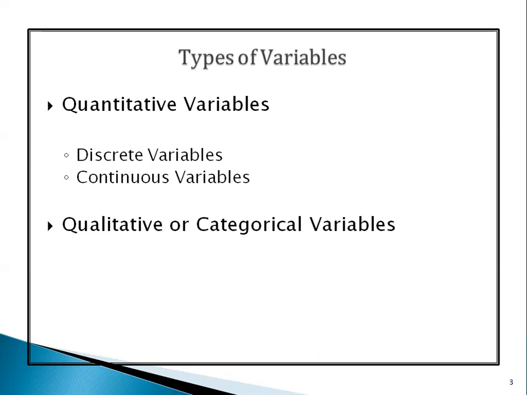There are two types of variable: one is called quantitative type of variable and the other is called qualitative or categorical type of variables. The quantitative variables are again classified into two types: one is called discrete type of variables and the other is called continuous type of variables.